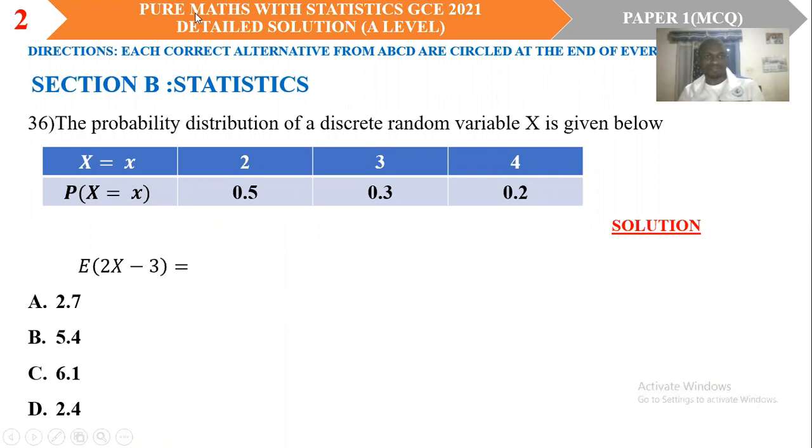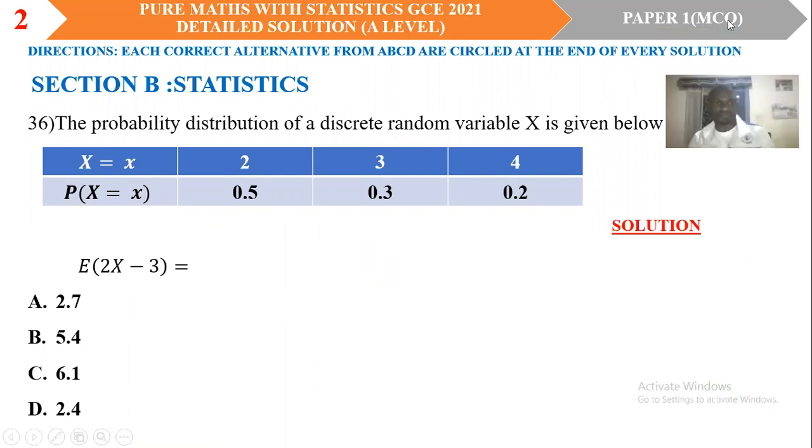Pure Mathematics with Statistics, GCE 2021 Detailed Solutions, A-Level, Paper 1, Multiple Choice Questions. Directions: each correct alternative from A, B, C is circled at the end of every solution. So after solving each question, you look at the alternatives and the correct answer will be circled at the end.